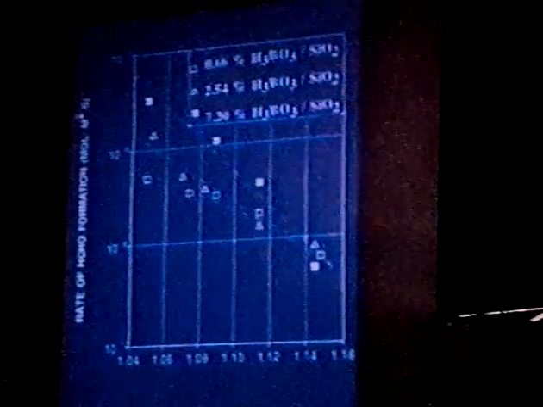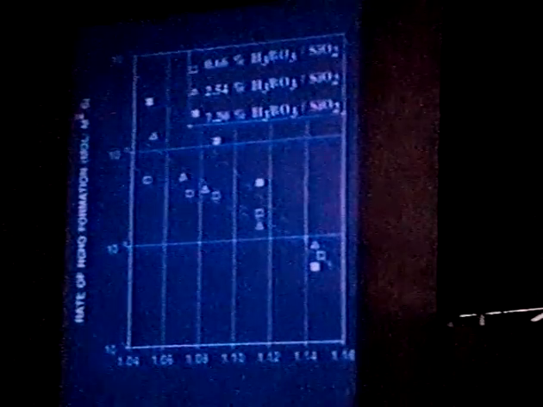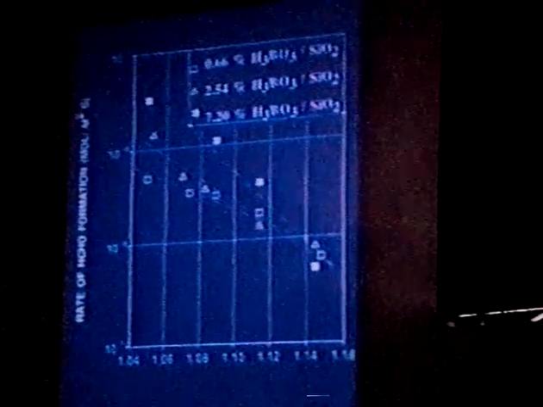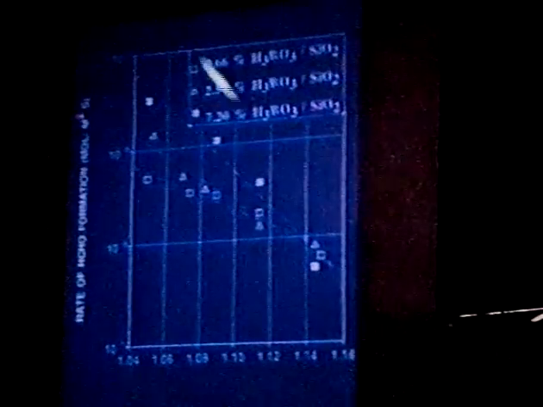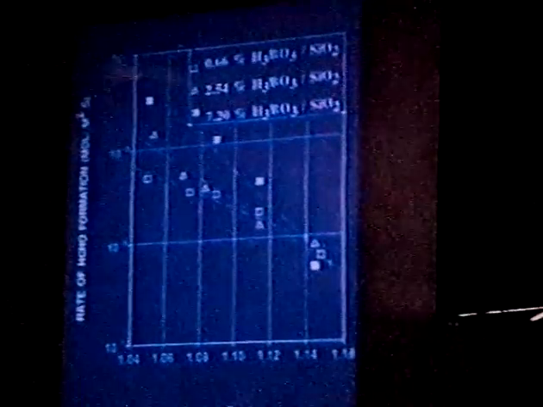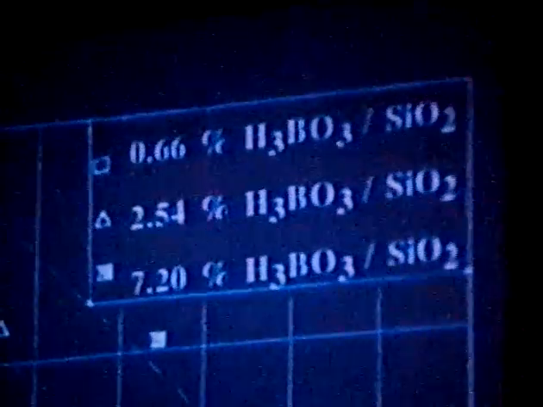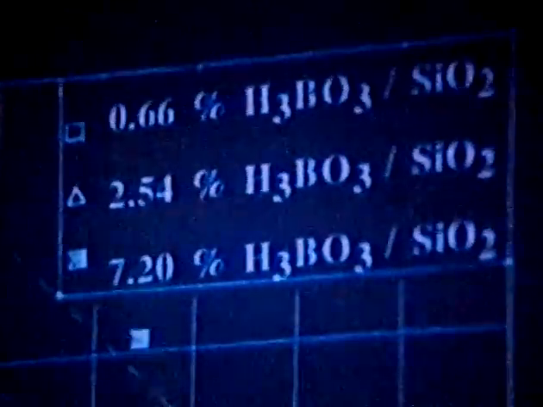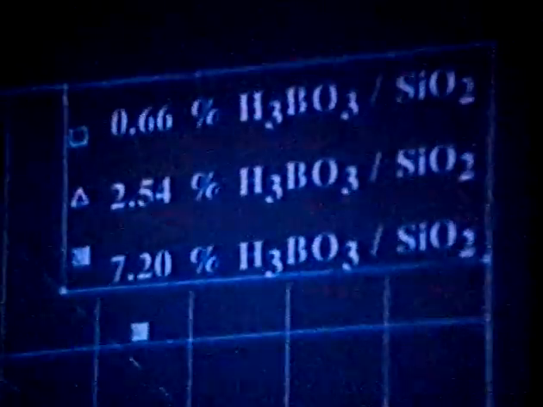And also, we should point out here that the surface area of the co-gels decreases with the amount of boric acid that we use. The 0.66% has a surface area of about 100 square meters per gram, the 2.54% about 70, and the 7.20% about 40 square meters per gram.